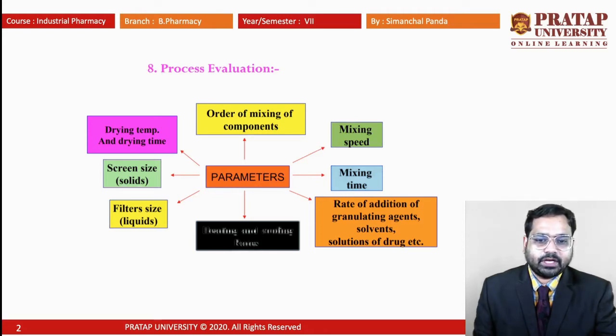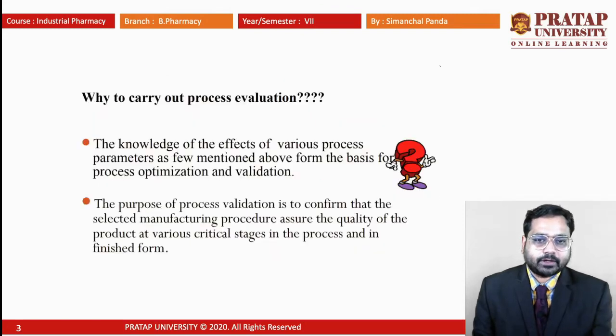We have to go for heating, then filling, then pass it through the screen. We have to sieve it so that it attains the desired size. Then we go for drying at a particular temperature. So these are the different processes, and they have to be evaluated in each step to ensure the quality of the product.